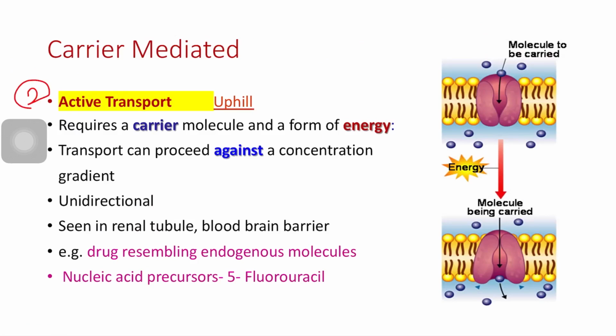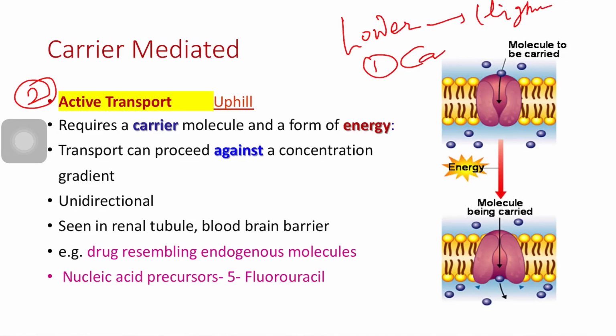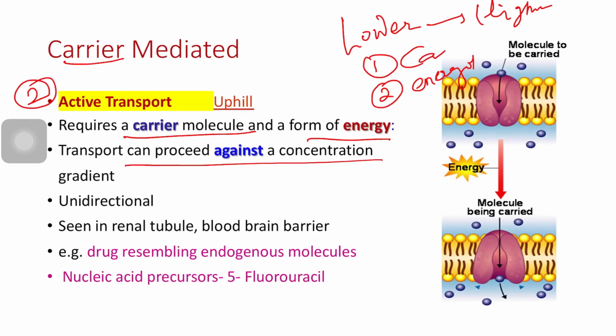The second part of carrier mediated transport is active transport. Here it's a bit opposite, so we are going from lower concentration to higher concentration. So we need two things: one, a carrier, and second, energy. So it's transport across the concentration gradient from lower to higher, and it's seen at particular sites like renal tubules and the blood-brain barrier.